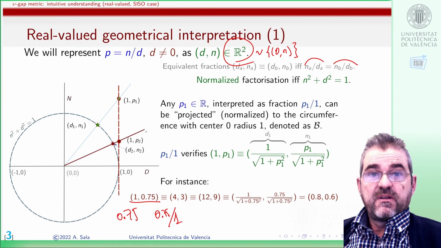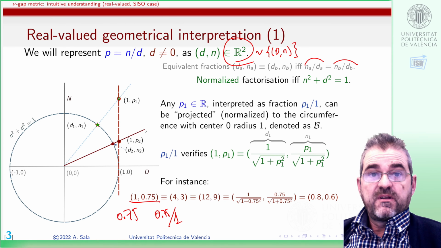But between all the possible points in the plane that represent the number 0.75, the one that intersects with the unit circle, unit circumference, center at 0, radius 1, will be this one. This one here, in our particular example. You can check that indeed this thing squared plus this thing squared gives 1. So this is the normalized representation of that number.